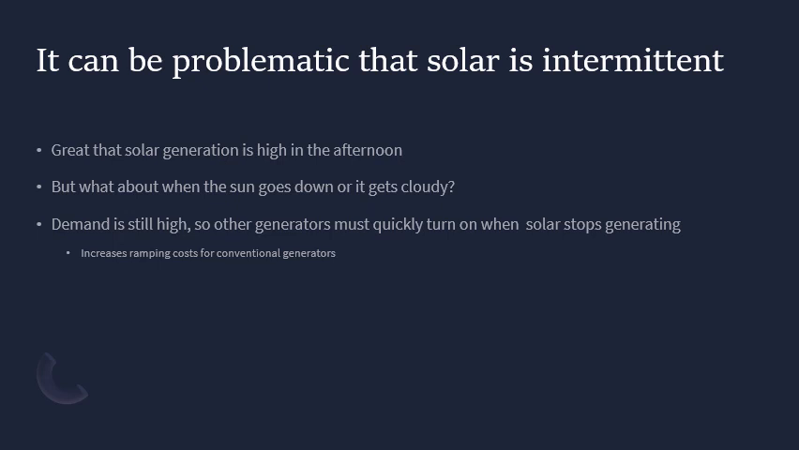Another issue is that it can be problematic that solar is intermittent. We've talked about this a little bit, but let's dive into this a little more. It's great that solar generation is high in the afternoon. Why? Because that's when the peak demand is. But what about when the sun goes down or it gets cloudy? Then solar generation dramatically drops off. Dramatically, at night, it drops to zero. Demand is still high, so other generators must quickly turn on when solar stops generating. This increases ramping costs for conventional generators.